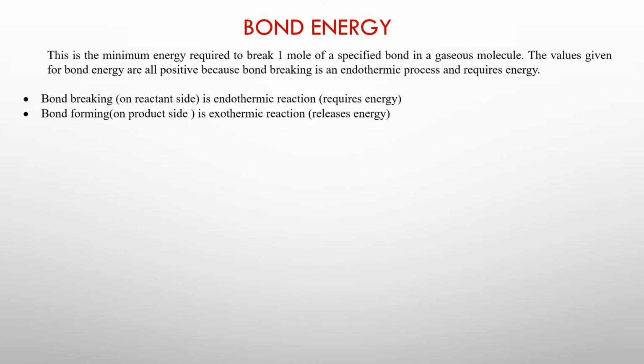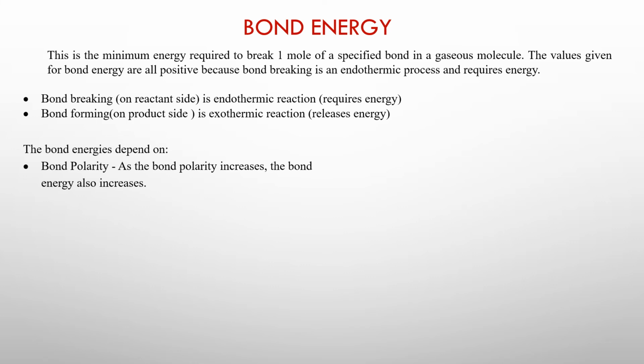So just to add to that information, bond breaking happens on the reactant side, and this is an endothermic process. That means it requires energy, while bond forming happens on the product side, which is an exothermic process where energy is released. Now the factors which affect the bond energy are bond polarity. As the bond becomes more polar, the bond energy also increases. Bond order is the next factor which affects the bond energy. As the bond order increases, so does the bond energy.